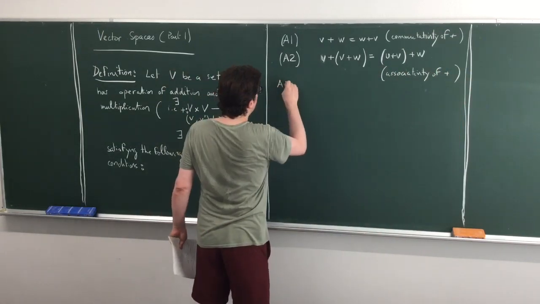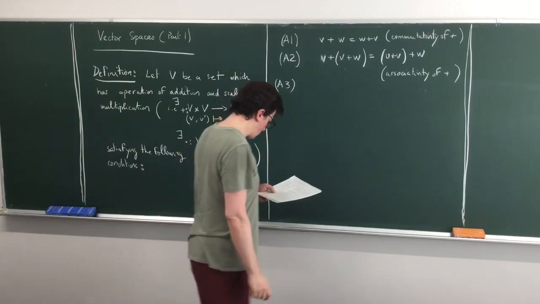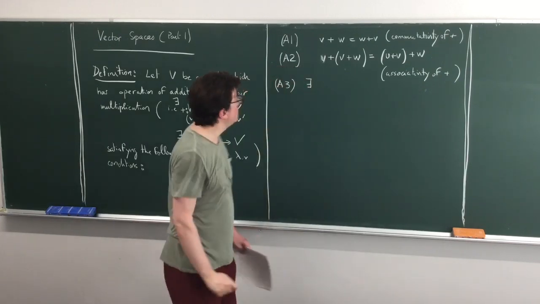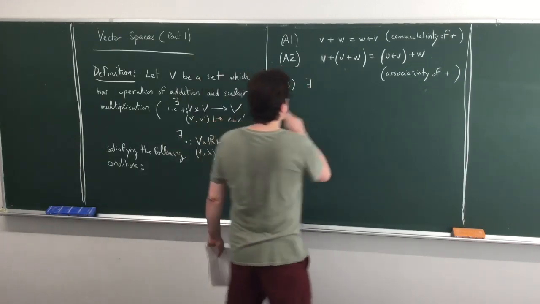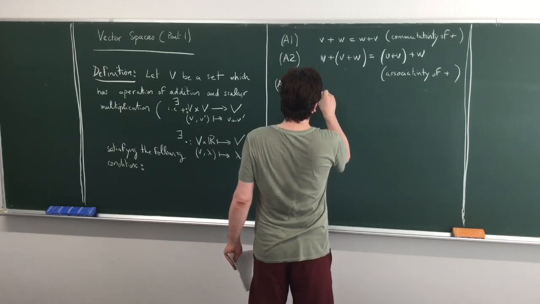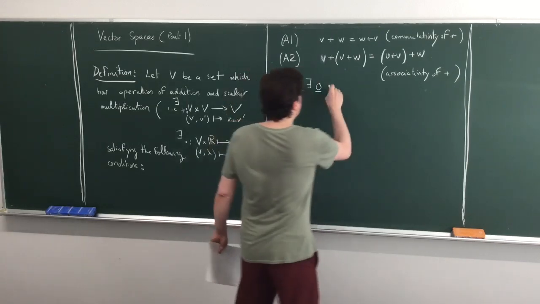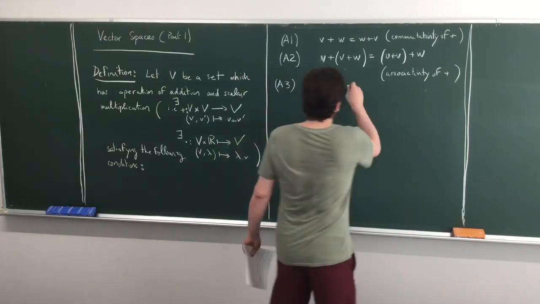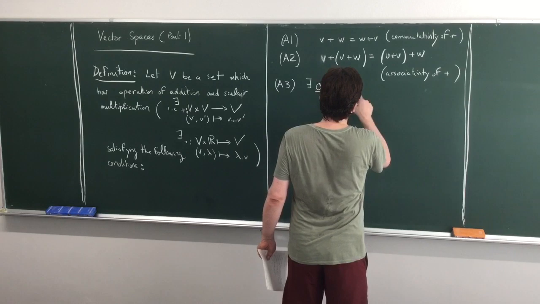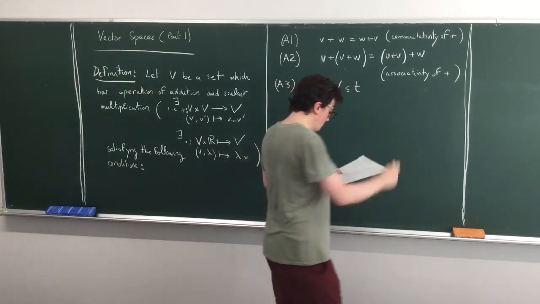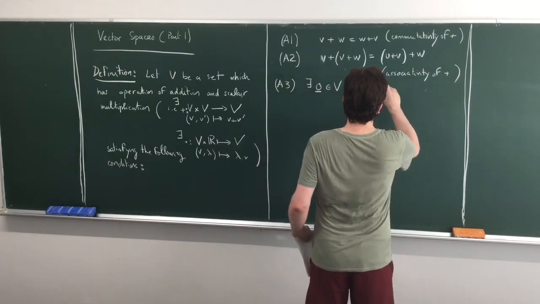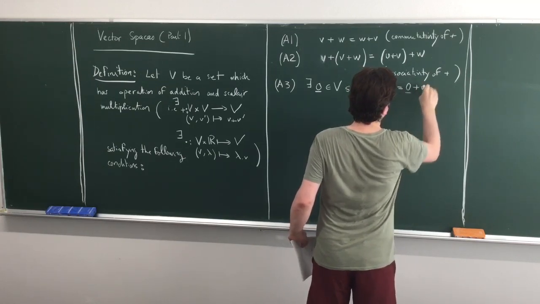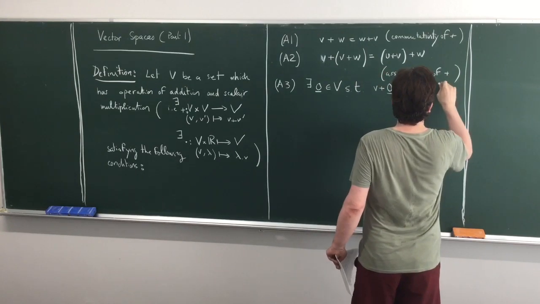Okay, we have two more conditions. One is that there exists, so again, this is a symbol for existence, there exists a special element that we will denote 0 under bar. This element is an element of the set V, and such that it satisfies the following condition. We have V plus this vector is equal to 0 plus this vector is equal to V.